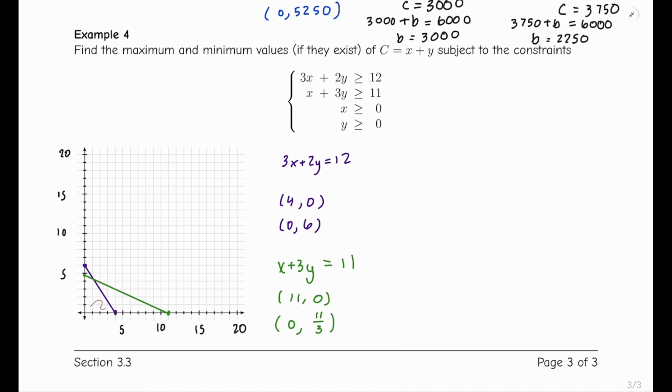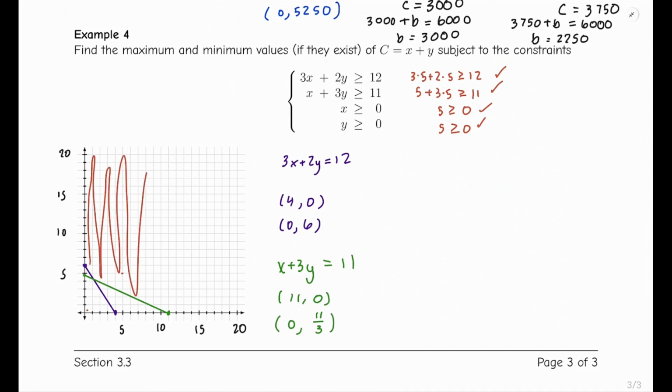So if I do a test point of (1, 1), well, 3 times 1 plus 2 times 1 is 5. 5 is not bigger than 12. So (1, 1) does not work. But how about (5, 5)? Well, 3 times 5 plus 2 times 5 greater than 12? Yes, it is. 5 plus 3 times 5, is that greater than 11? Yes, it is. Is 5 greater than 0? Yes. Is 5 greater than 0? Yes. So our shaded region, don't forget we have to stay in the first quadrant, is this.